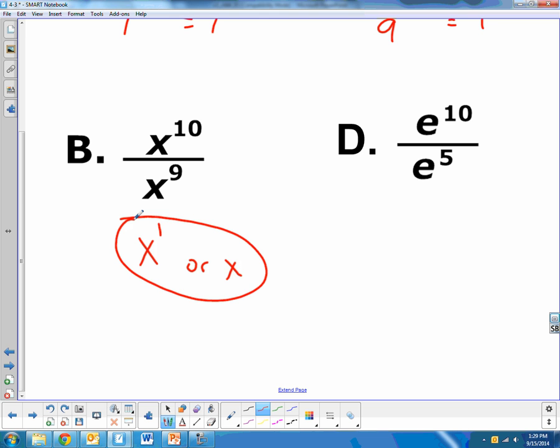And for D, e to the 10th divided by e to the 5th, if we subtract, we're going to end up with e to the 5th. 10 minus 5 is 5. So that's our final answer. And that's all the work I would have to see, is the answer.